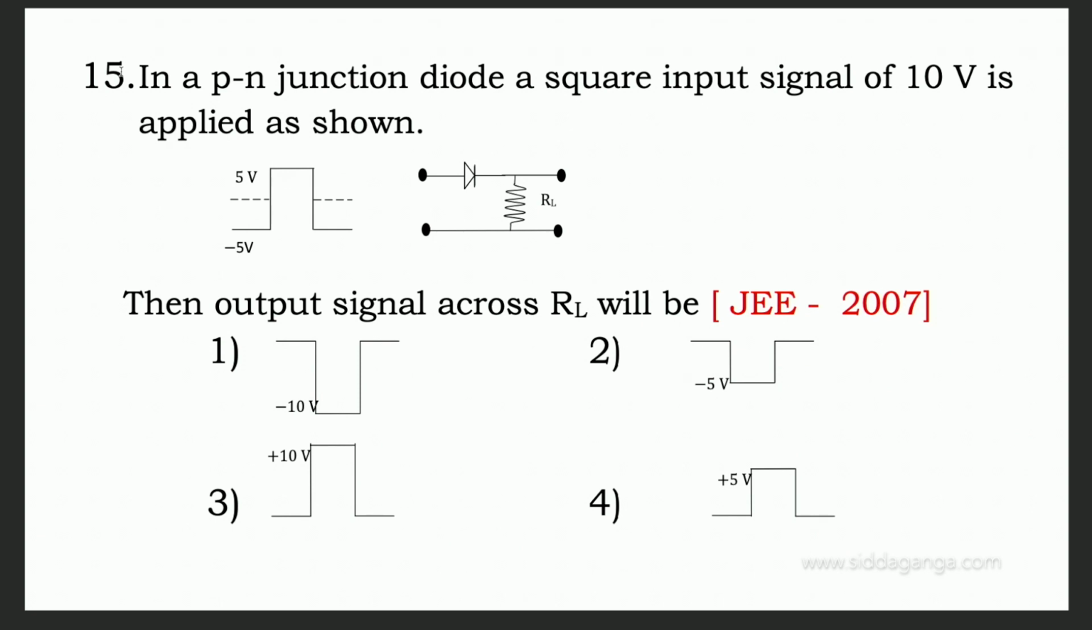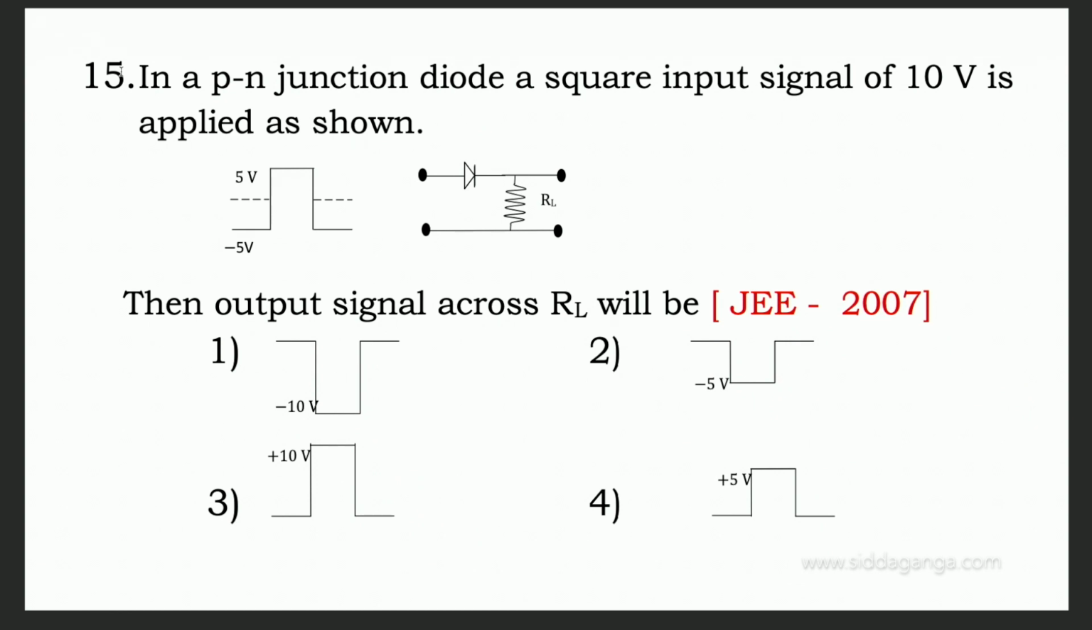It was a question that appeared in JEE 2007. Output across the load only comes when the diode is under forward bias. Forward bias means, assuming this is grounded at 0, plus 5 means it is positive. The first half cycle is gained. That means at the output you can get this signal, 0 to 5 volt, not the lower part.